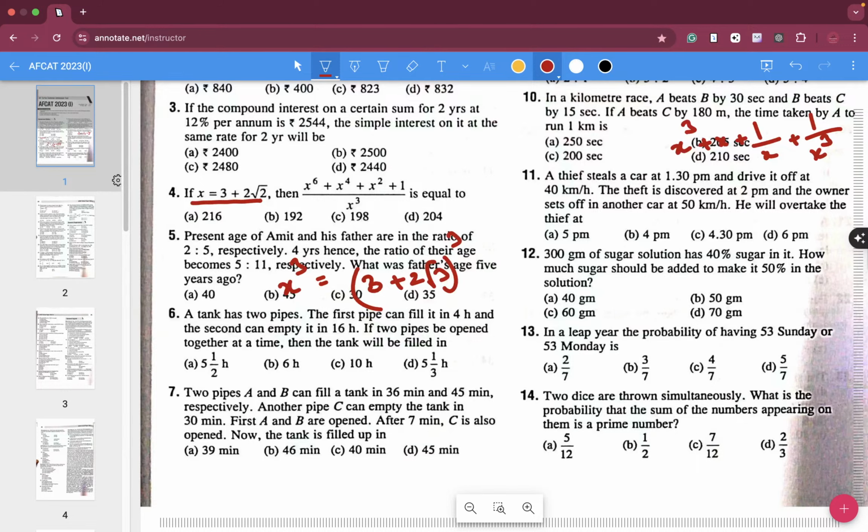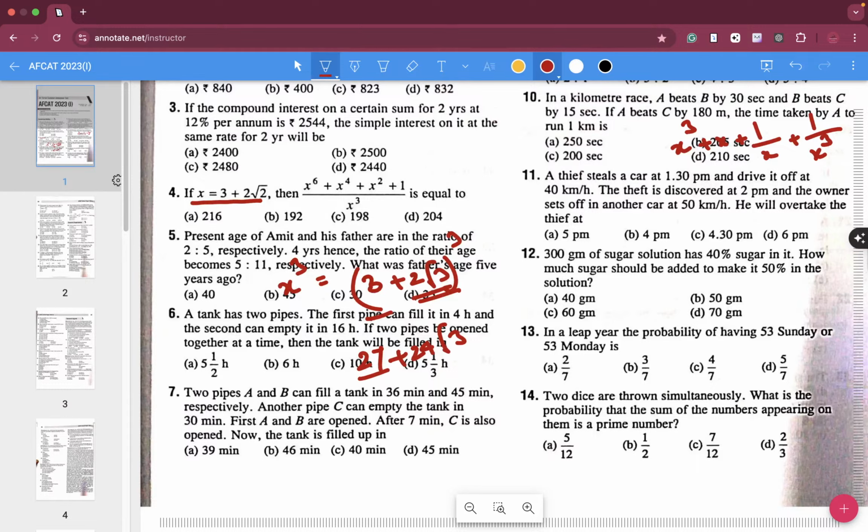a plus b whole cube is how much? a cube is how much? 27 plus b cube is 2 root 3 whole cube, right? So 2 into 2 into 2, this is 8 into 3, 8 into 3 is 24 root 3. If I am doing any calculation error, you have to tell me, right?